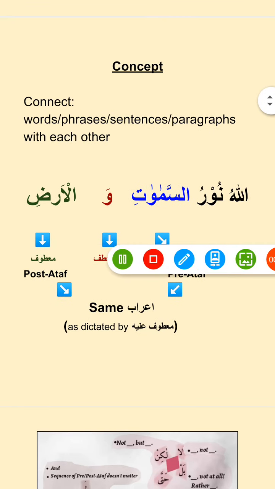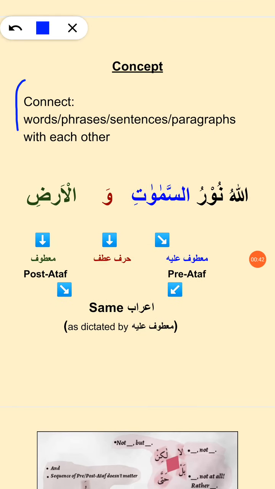Here you can see that I have written their rough definition. These are the words that connect either phrases, words, sentences, or paragraphs with each other. Here we have a classical example of a jumla ismiya. Why jumla ismiya? Because it is beginning with ism alam. The word Allah here is ism alam, and it is present in the beginning.